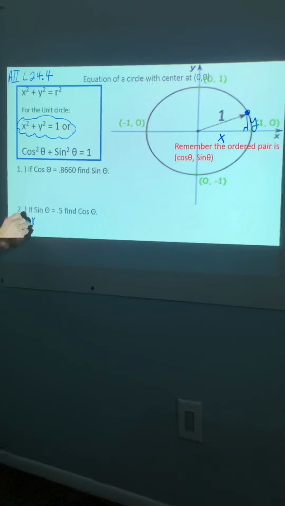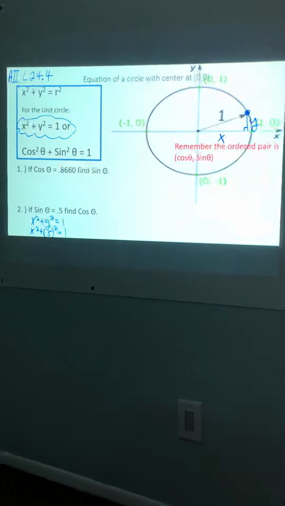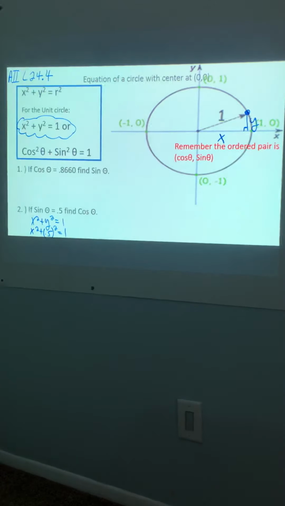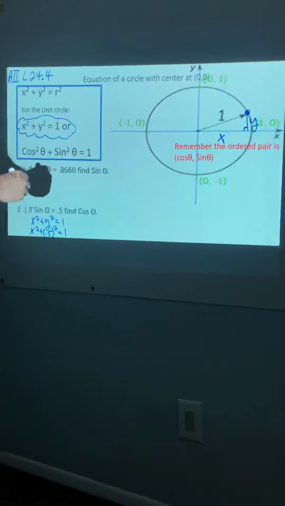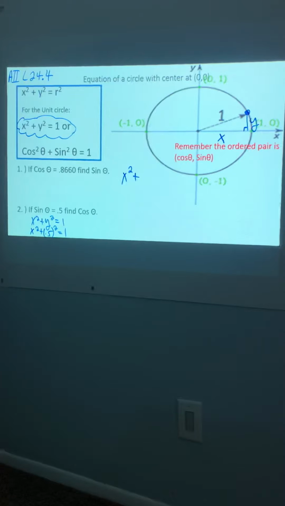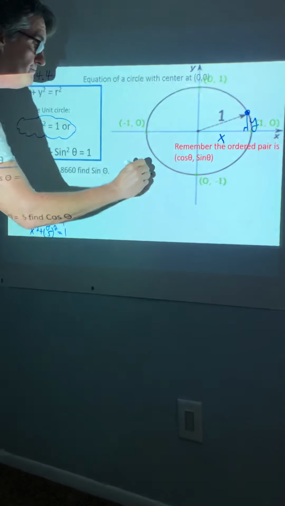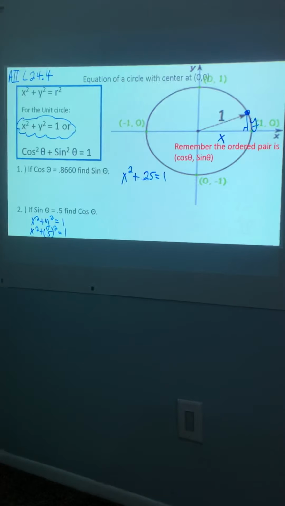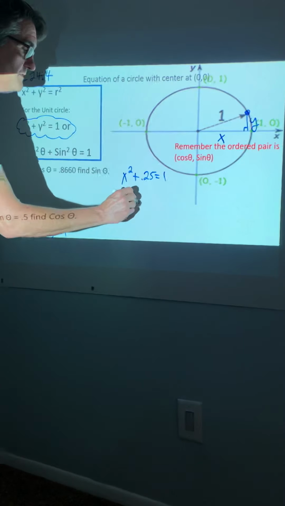Honestly, just go x squared plus y squared equals 1, okay? Just remember sine is y. So now go x squared plus 0.5 squared equals 1. You still need to know that it is cosine and know it's sine, but there's no reason why you can't use that formula. Come over here and you're gonna square 0.5. So x squared, if you go 5 times 5, it's what? 25, but it'll be 0.25. You're gonna subtract, you're gonna get 0.75.